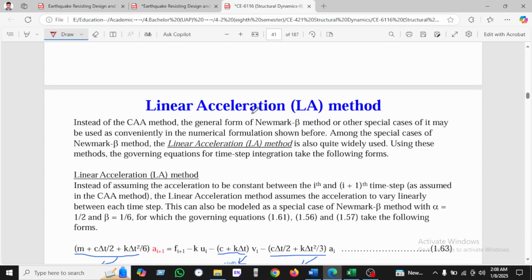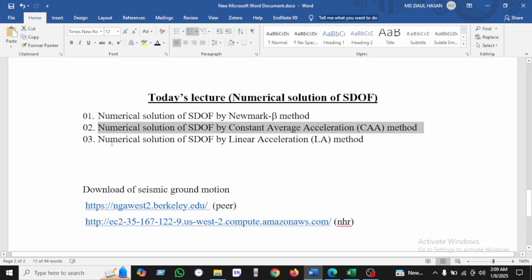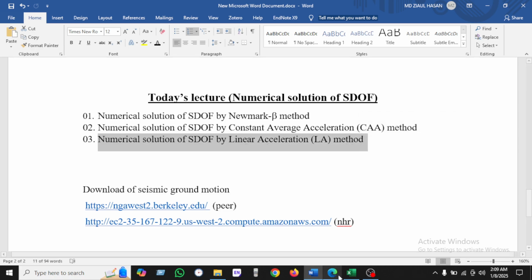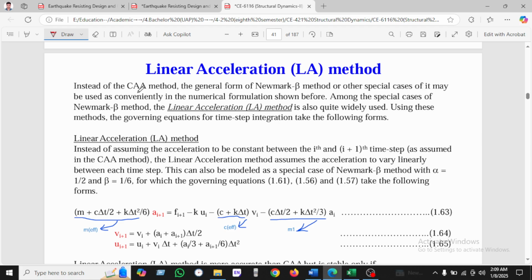And what is the major change in the linear acceleration method? So now see the numerical solution of single degree of freedom by the linear acceleration method. Instead of the constant average acceleration method, the general form of the Newmark-Beta method or other special cases may be used for convenient numerical formulation shown before. Among the special cases of the Newmark-Beta method, the linear acceleration method is also quite widely used. Using this method, the governing equation of time step integration takes the following forms.